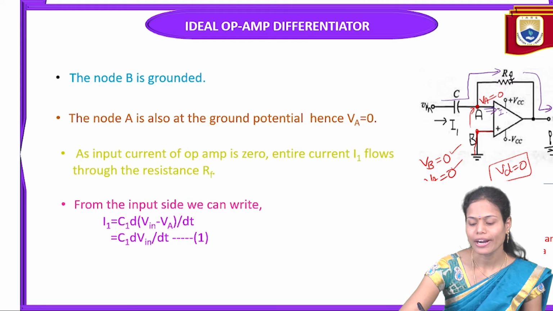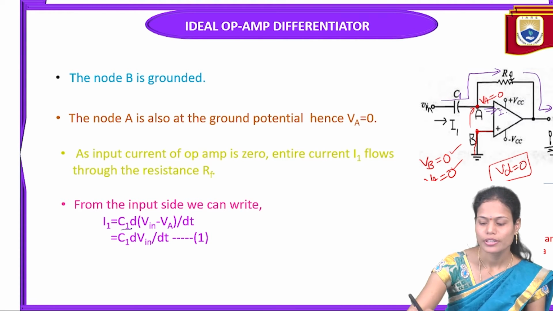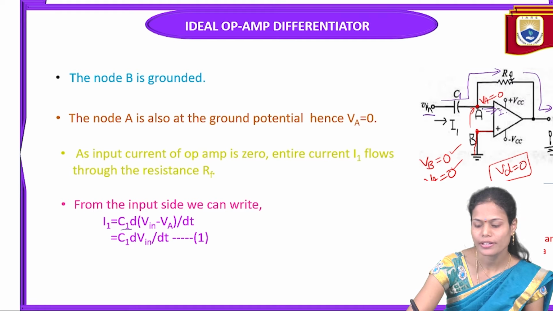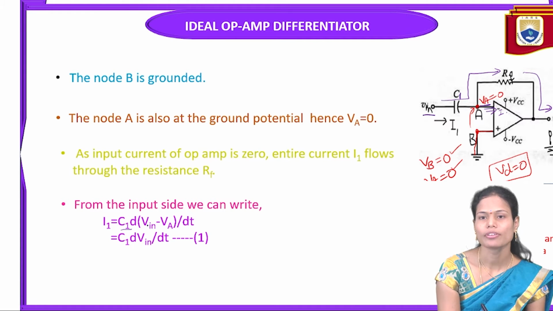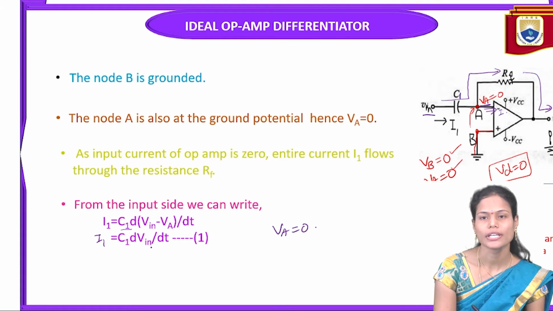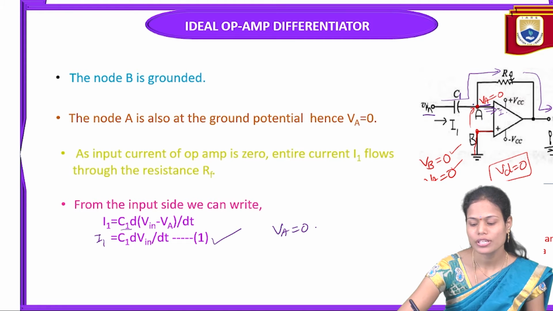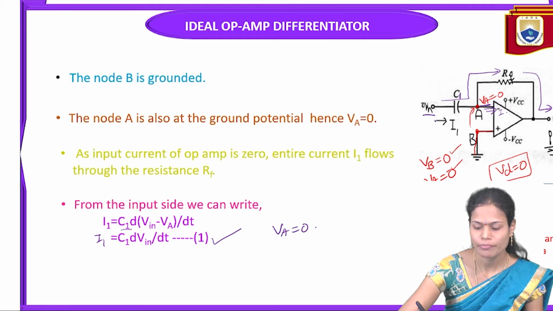To find this I1 current from the input side, I'm writing I1 equal to C1 times the differentiation of Vin minus VA, d(Vin minus VA) by dt. Here the value of VA is equal to 0. So this equation will become I1 equal to C1 dVin by dt. We are taking this as the first equation. This is the current which is flowing from Vin to VA only.